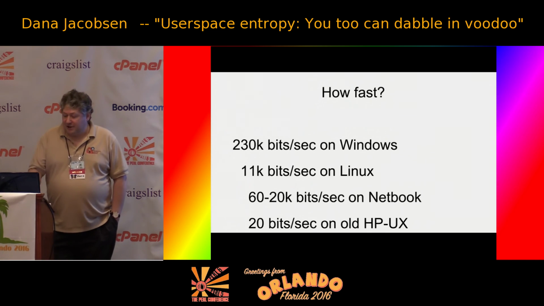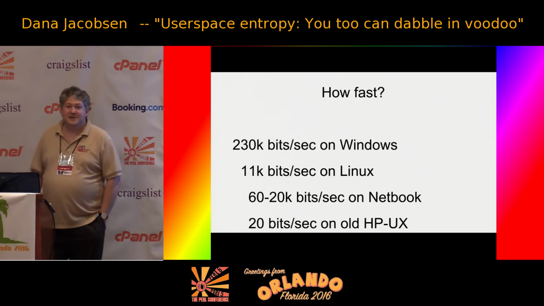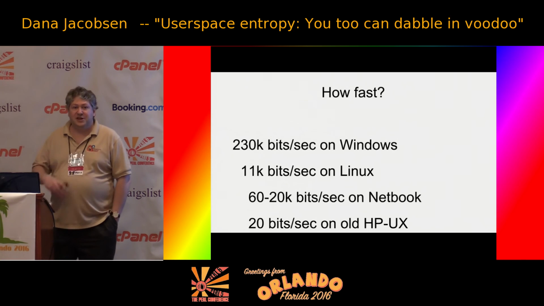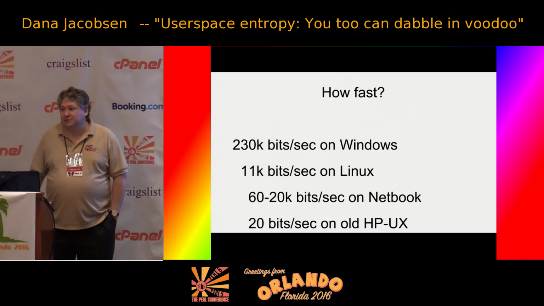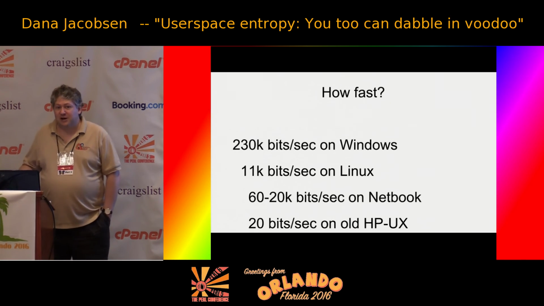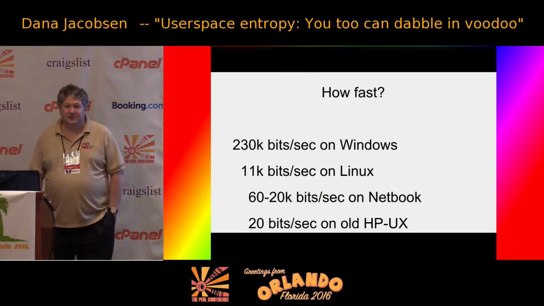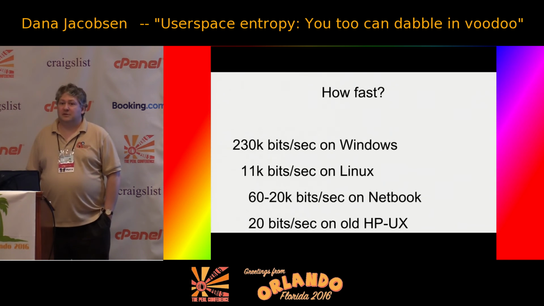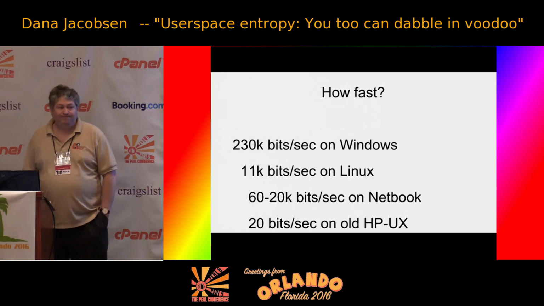Cygwin on this little Atom runs at 60 bits per second. On Windows on the same machine, it was getting about 17,000. An old HP Xbox was generating 20 bits per second. It was very, very slow. What accounts for the factor of 20 between Linux and Windows?